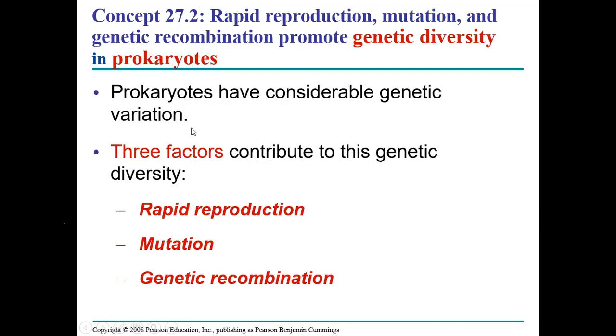Okay, come here. Prokaryotes have considerable genetic variation. Three factors contribute to the genetic variation: rapid reproduction, mutation, and genetic recombination. Prokaryotes have a high reproductive rate. What is the point? Variation will occur very fast in the case of prokaryotic organisms. That means they will evolve very fast, which I have already told.